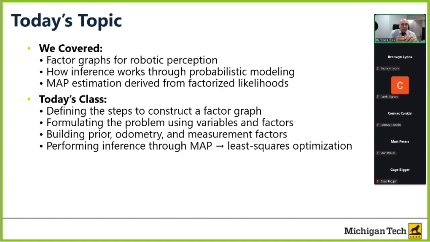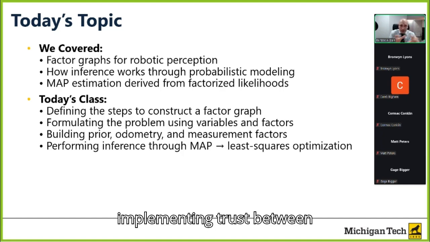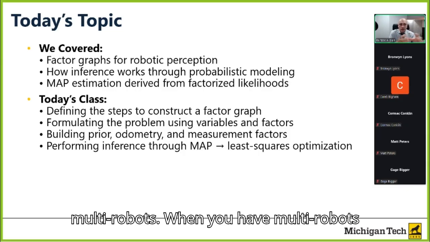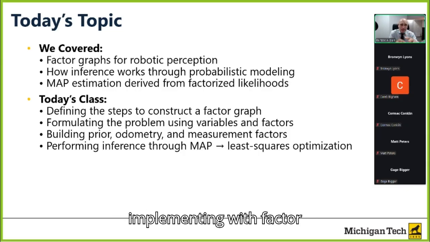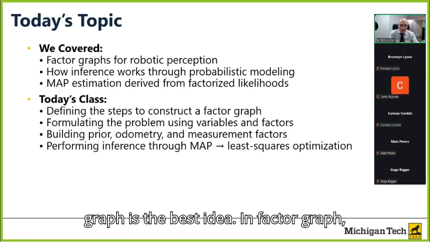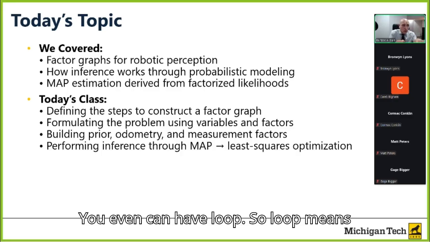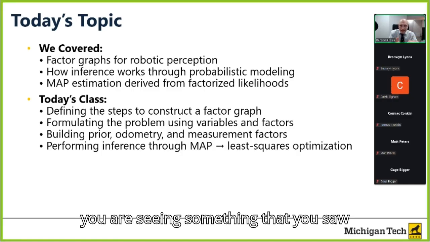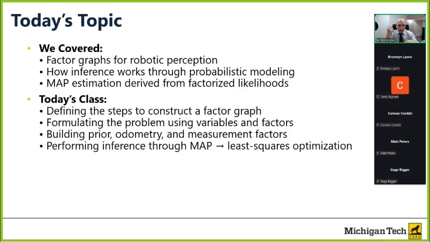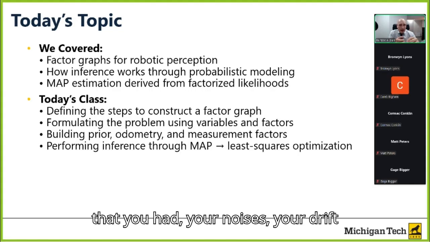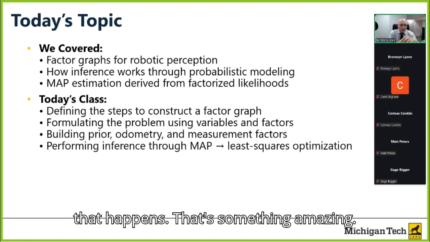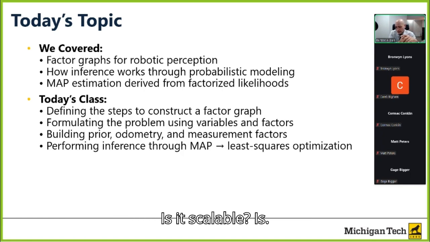considering or implementing trust between multi-robots. When you have multi-robot collaborating with something, implementing with a factor graph is the best idea. In a factor graph, you can even have loops. Loop means you are seeing something that you saw before. So when you see something again, you can fix the problems that you had, your noises, your drift that happens. That's something amazing.